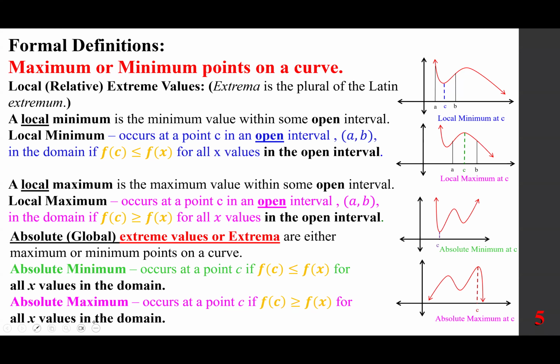So if we look at these two cases again, local min, local max, local min, local max. This local min is also an absolute minimum. Why? No other point has a smaller y coordinate. This local max is also an absolute maximum because no other point has a larger y coordinate.